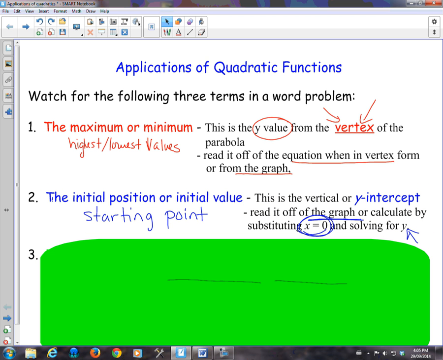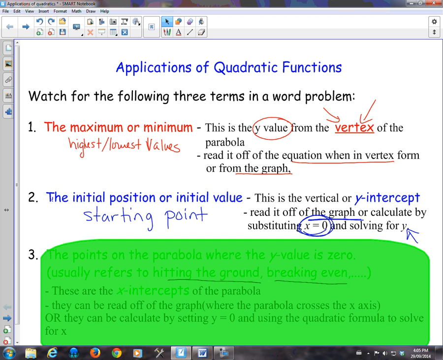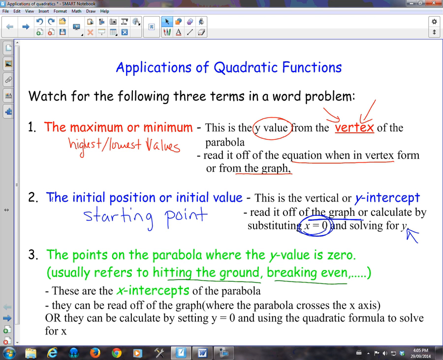If it is, it's the y-intercept. Put 0 in for x and solve for y. Is it asking you for where something hits the ground or it's breaking even? Then you set the whole equation equal to 0 and factor or use the quadratic formula to solve. So you gotta look for those 3 key terms in each word problem, and that should get you through them. Good luck.